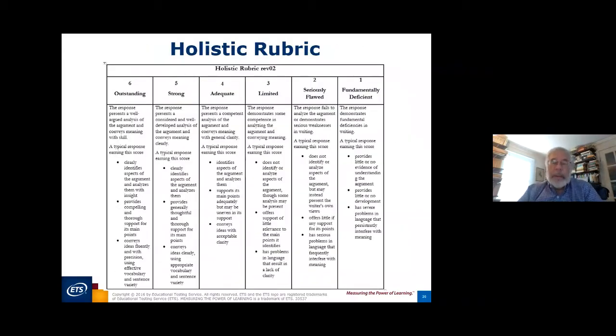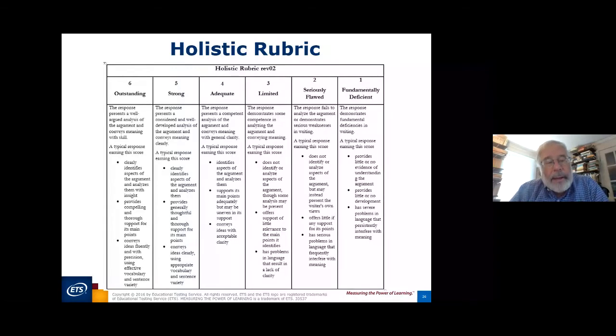Here's another one. This is a 6-point scale. It goes from outstanding all the way down to fundamentally deficient. TOEFL has a 5-point scale, but a lot of tests like to have a 6-point in that you can have an upper half and a lower half without there being a middle point. The danger with a 5-point can be that raters tend to go towards the middle one, the safe 3, because it's right in between. Where on the 6-point, you either are adequate, 4 or better, or you're limited, 3 or worse.